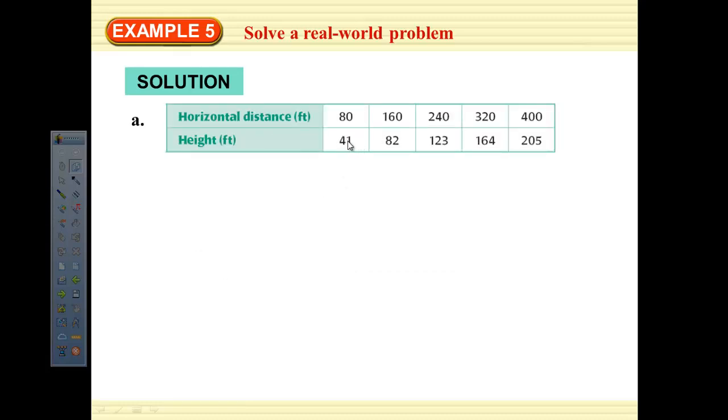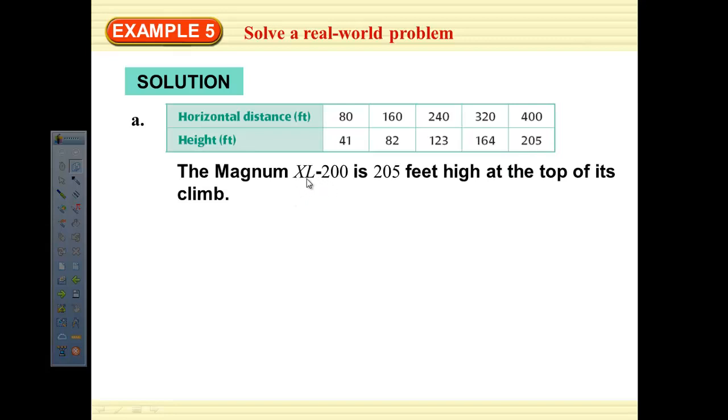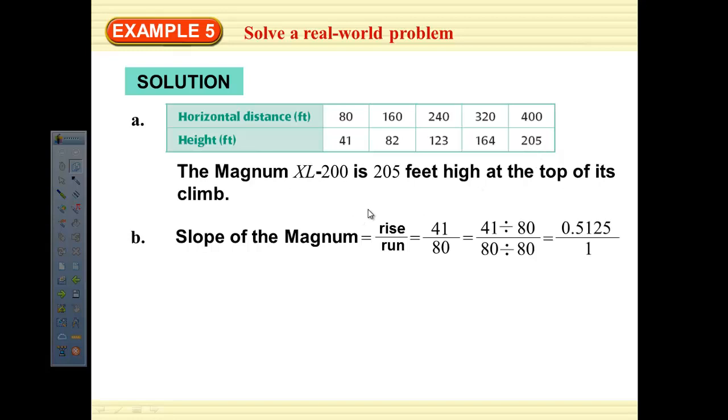So we look at this, and again, at 80 feet horizontally, it's at 41. At 160, it's at 82. Till we get to at 400 horizontally, it's at 205. And then what we want to do for the Magnum XL200, we know the height is 205 feet at 400 horizontally. We're going to find the slope, and again, remember that's rise over run. So the rise is the height, the run is the horizontal. We can use any of these. We could use 41 over 80, 82 over 160, 205 over 400. We'd get the same answer in either case.